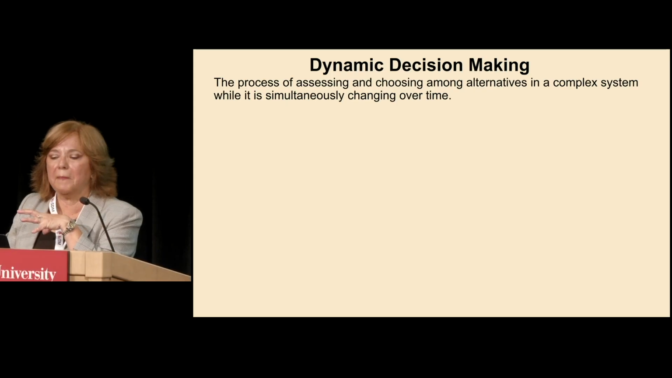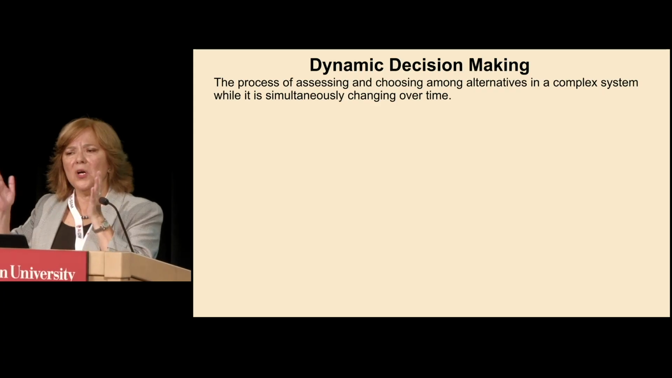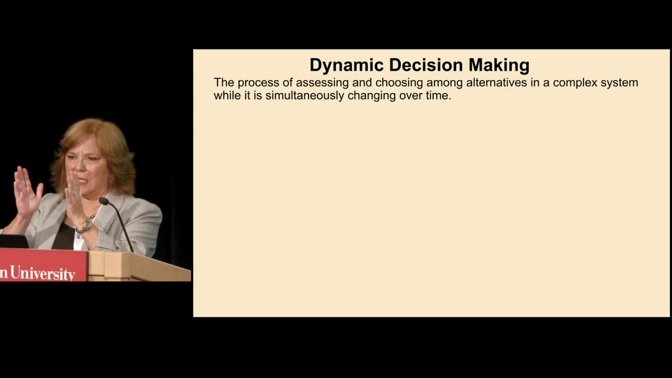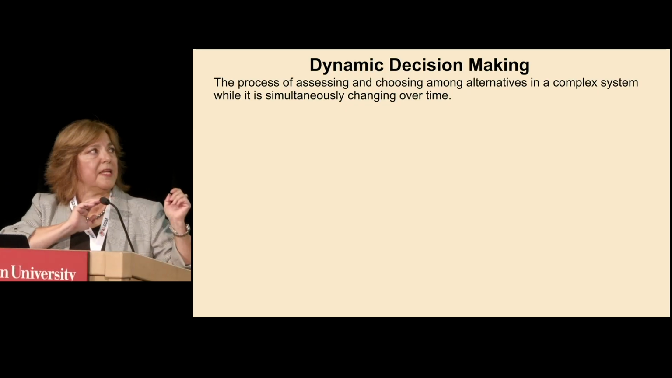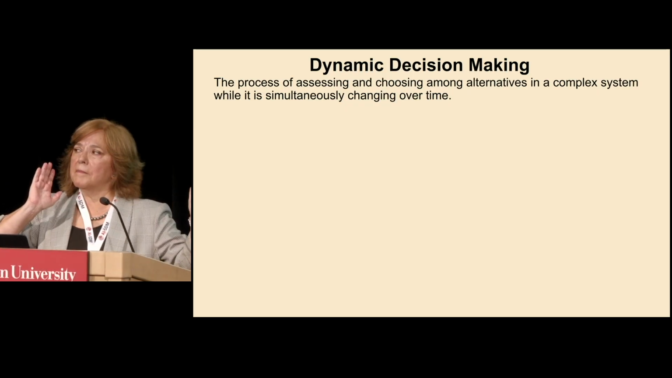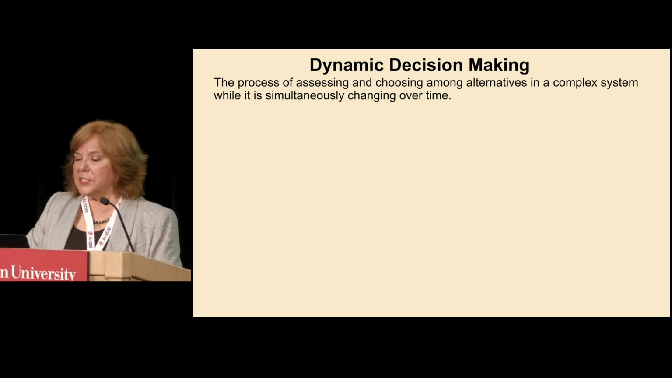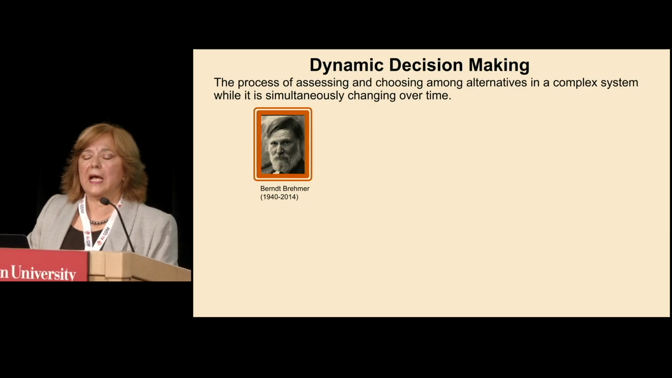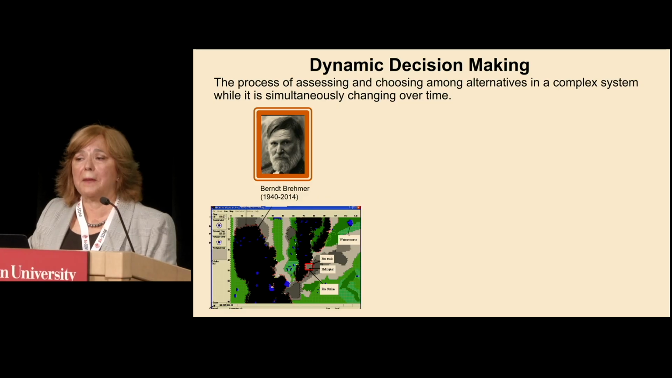which is the process of assessing and choosing among alternatives in a complex environment while the environment is simultaneously changing. So I see dynamic decision-making as an intermediary between the two extremes that we just discussed. And a main proponent of dynamic decision-making was Berndt Brehmer.